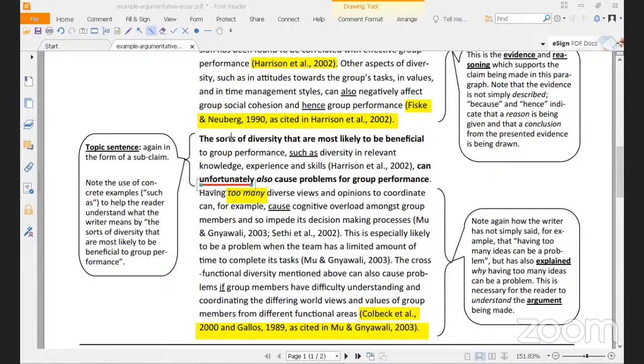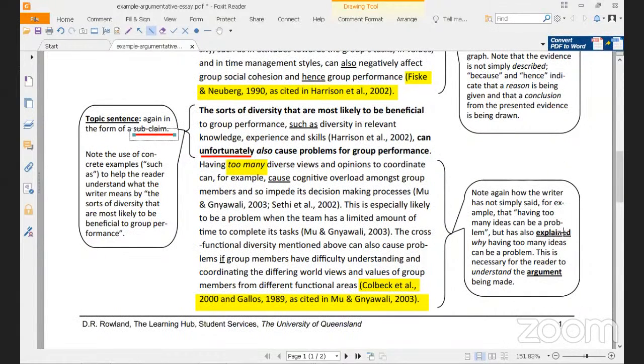So yes, again, unfortunately. Okay, we have more underlined words, transitions such as cause. Okay, and we have another topic sentence, and we are indicating the topic sentence as a subclaim. Okay, we're giving explanation and an argument.